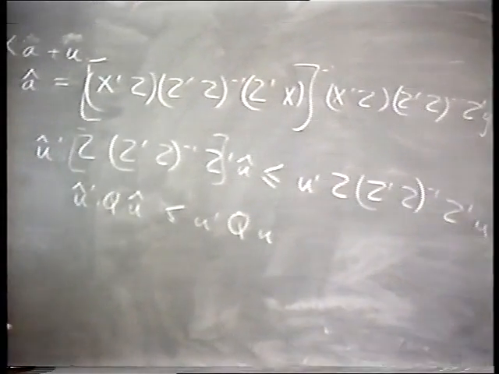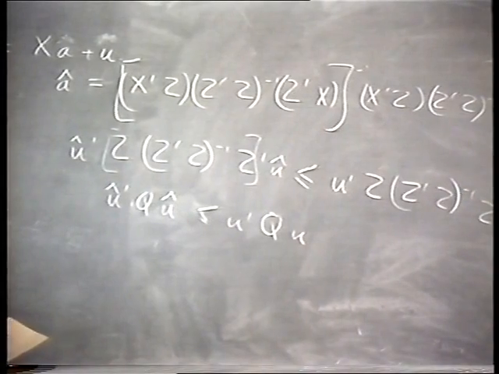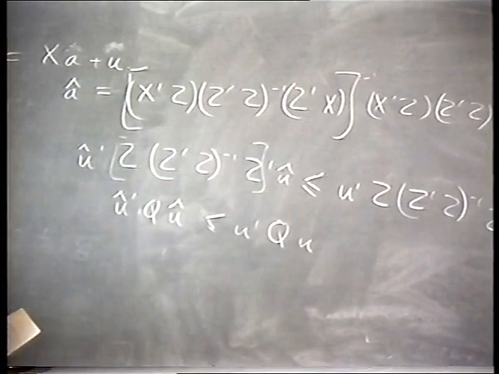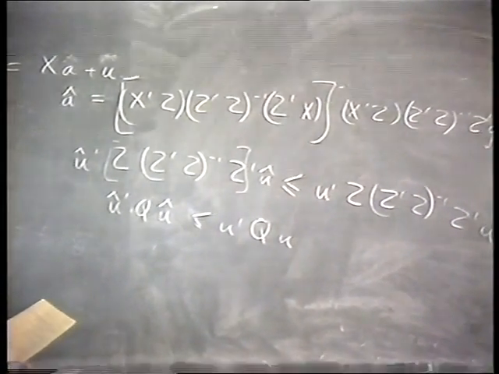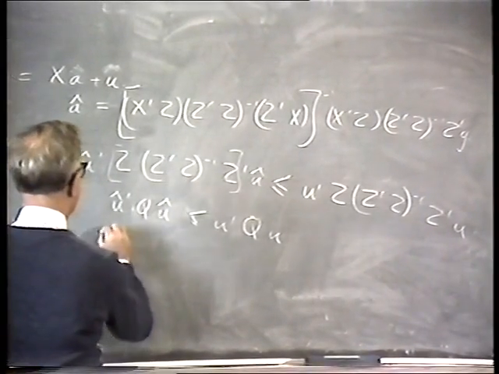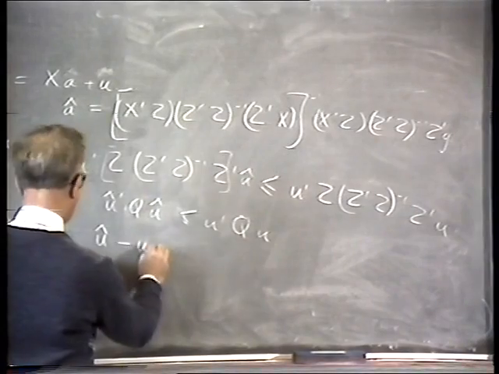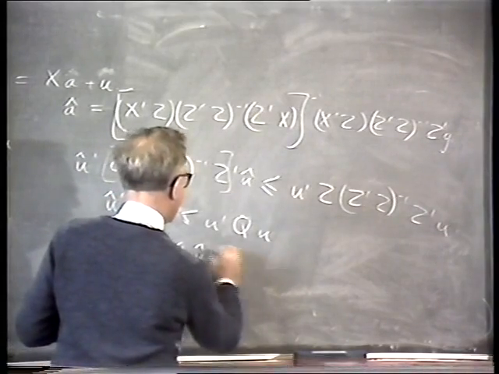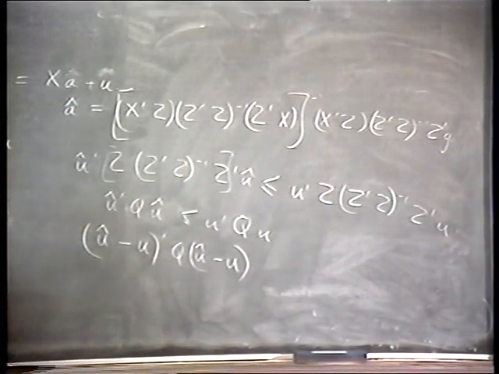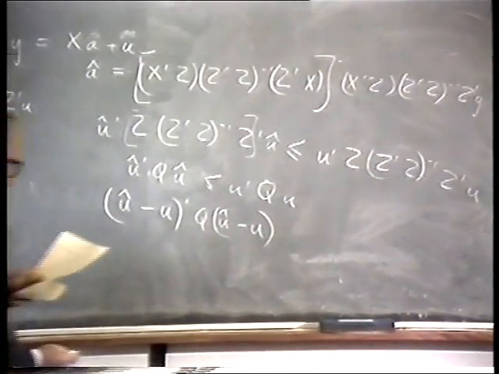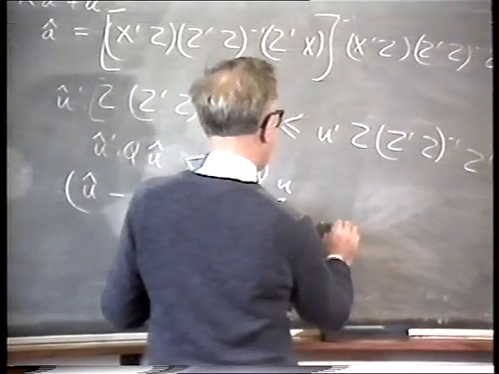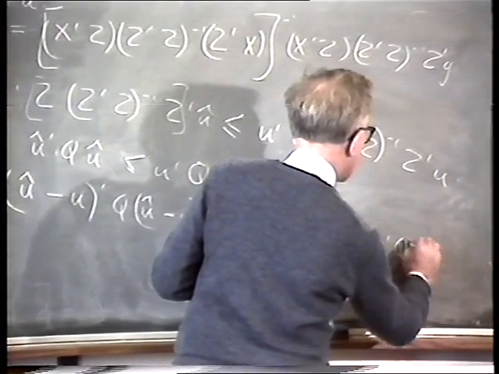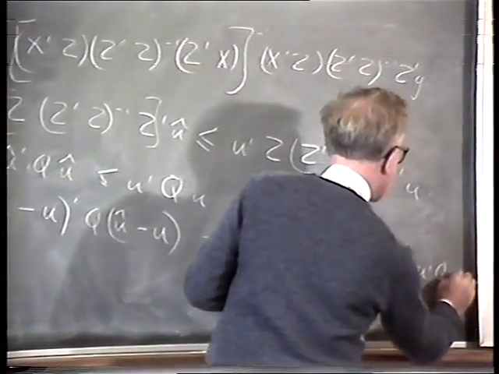Now, what I want to do is to look at the difference between a and a hat, or correspondingly the difference between u hat and u. And so what I'm interested in is putting an inequality on (u hat minus u) prime q (u hat minus u). Well, if we expand that, we can expand it in the form u hat prime q u hat minus 2 u prime q u hat plus u prime q u.